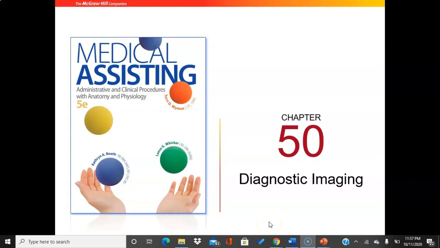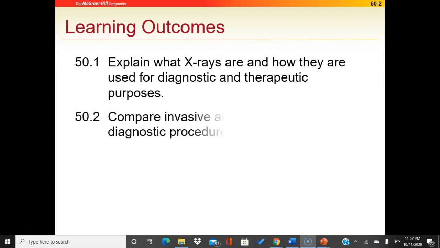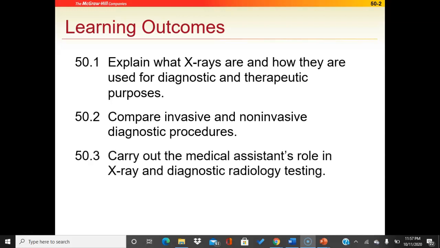Okay, so we're going to do Chapter 50, Diagnostic Imaging. All right, so the things that we'll go through in this chapter, some of the outcomes that we'll talk about are just explaining what an X-ray is and how it's used for both diagnostic and therapeutic purposes. We'll compare the difference between something that is invasive versus something that is non-invasive as far as diagnostic procedures go.